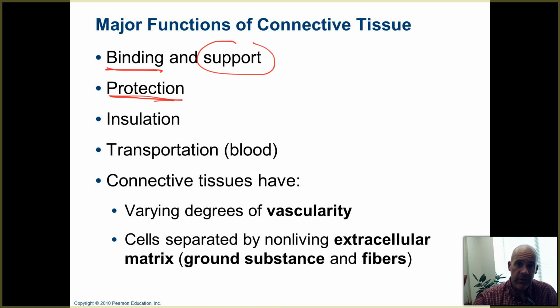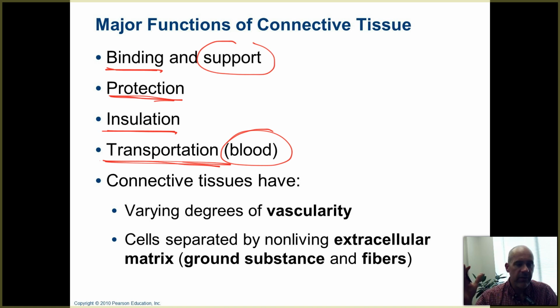But if you think about it, your fatty tissues can also provide some protection as well, and fatty tissues are a type of connective tissue. Fatty tissues insulate, so they help prevent heat loss. Transportation, again, your blood is a type of connective tissue, and always think about your blood as the transporter, carries things around from one location to another in the body.